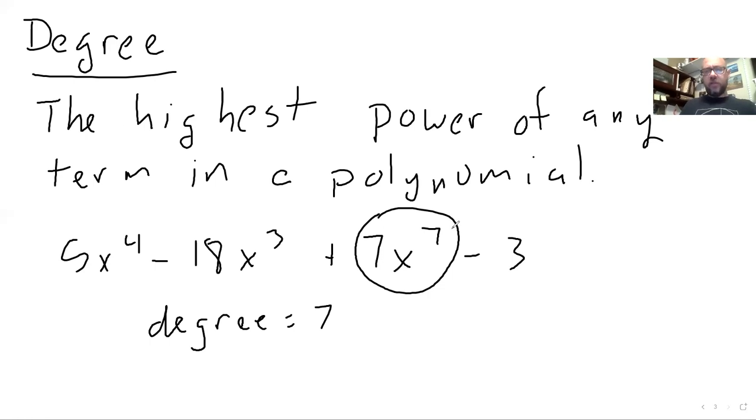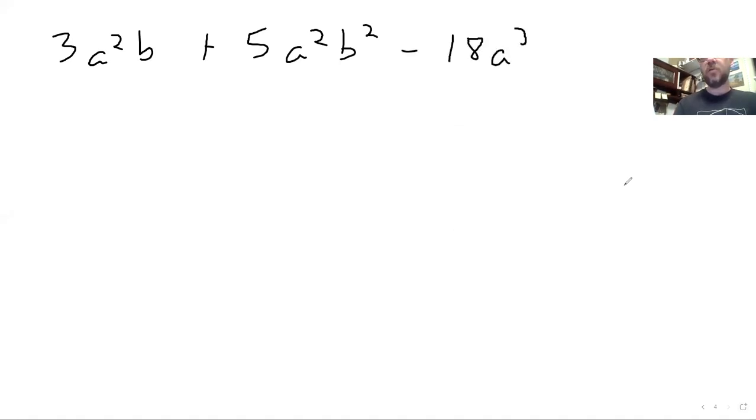Now, this isn't exactly right because sometimes polynomials have more than one variable in them. It's okay to have more than one variable in a polynomial. It doesn't come up all that much, but it is a thing that you can have. So for instance, 3a squared b plus 5a squared b squared minus 18a to the third b to the fifth. All right, sorry, this 3 doesn't look like a 3. It is supposed to be one, however.